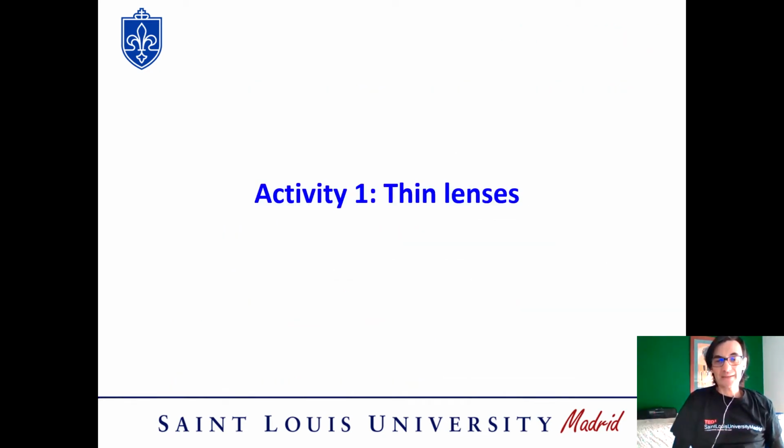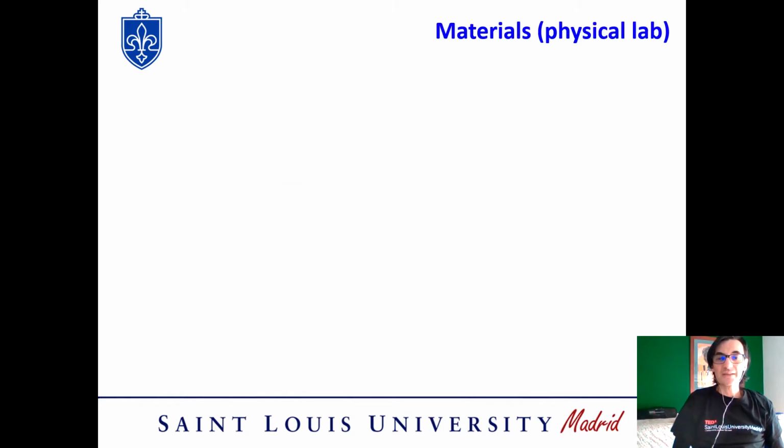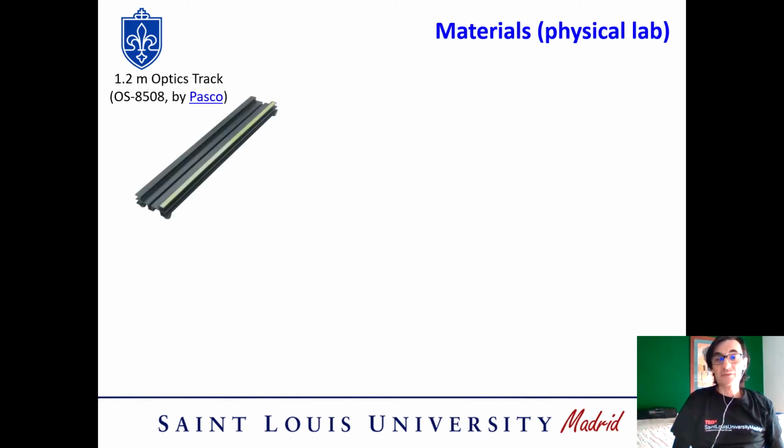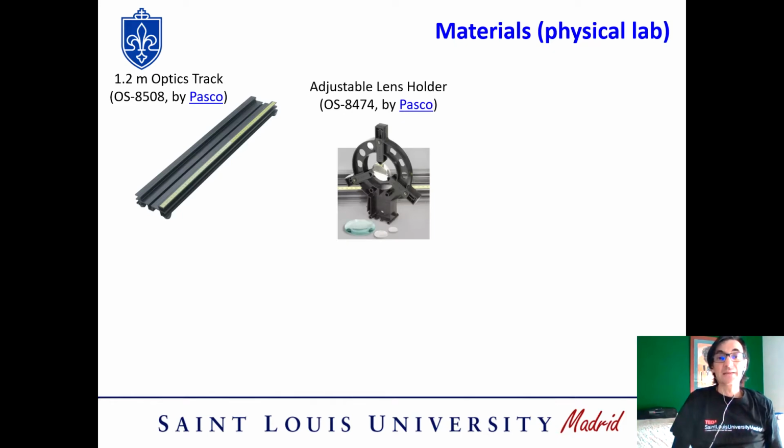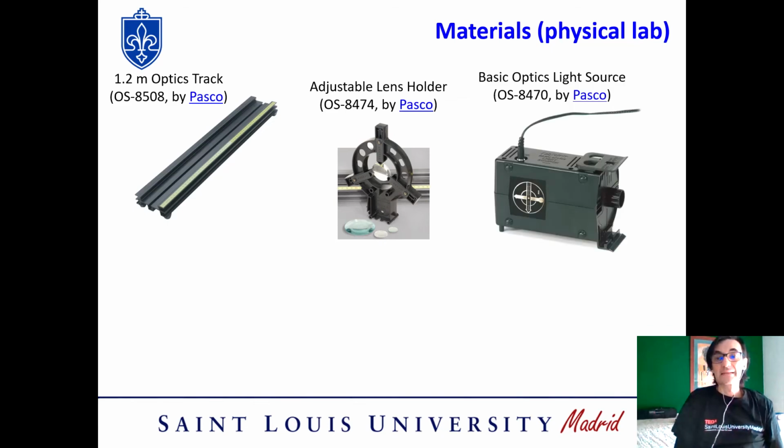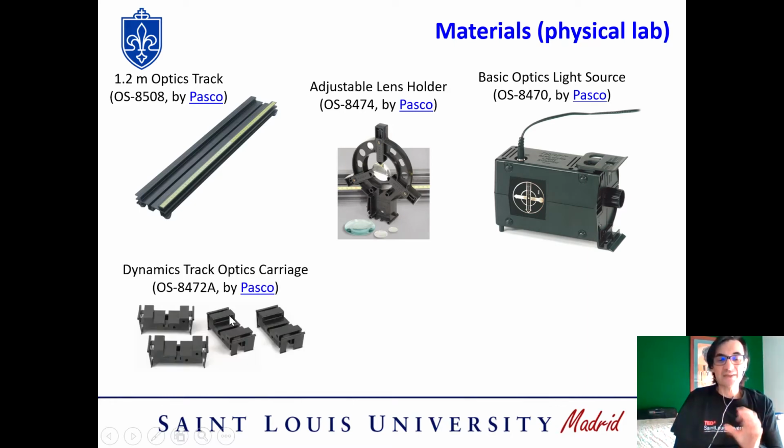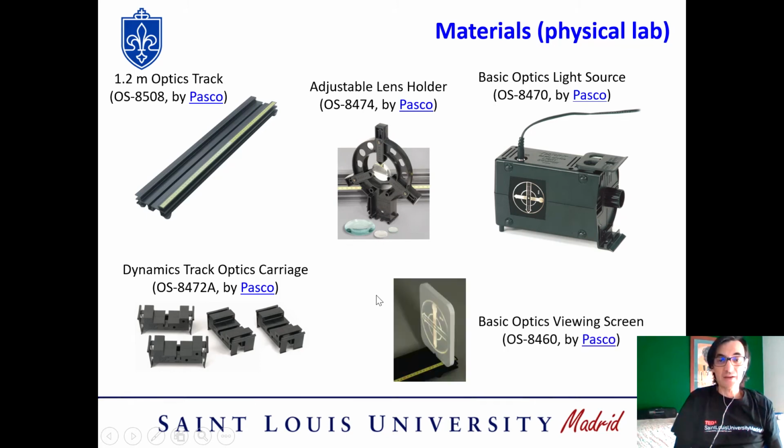So let's do this in practice, okay? How can we do this in practice? Well, we will need some materials in our physical labs, like the optics track to place the objects, lenses, and light sources, some adjustable lens holder to place carefully the lens, some light source to get a beam of light, as we did in the previous lab, some mechanical adjustments to place the different objects, and a screen, basically, okay? Screen to get the image for converging lenses, okay?